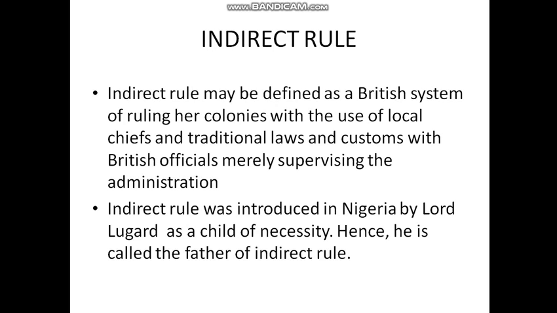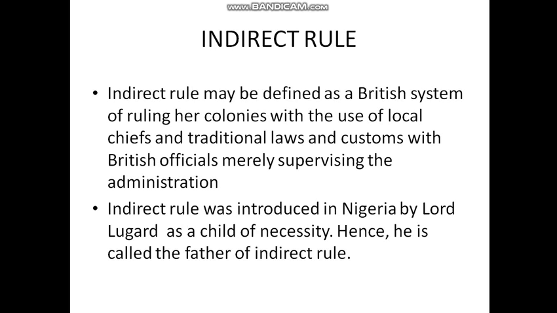Indirect rule was introduced in Nigeria by Lord Lugard as a child of necessity. They noticed that if they did not include traditional rulers in this process of administration, it was going to be very, very tedious for them alone to carry out. First and foremost, they don't understand the terrain, the language, the tradition, or the custom. So they needed a group of people that would help them carry out all these tasks.